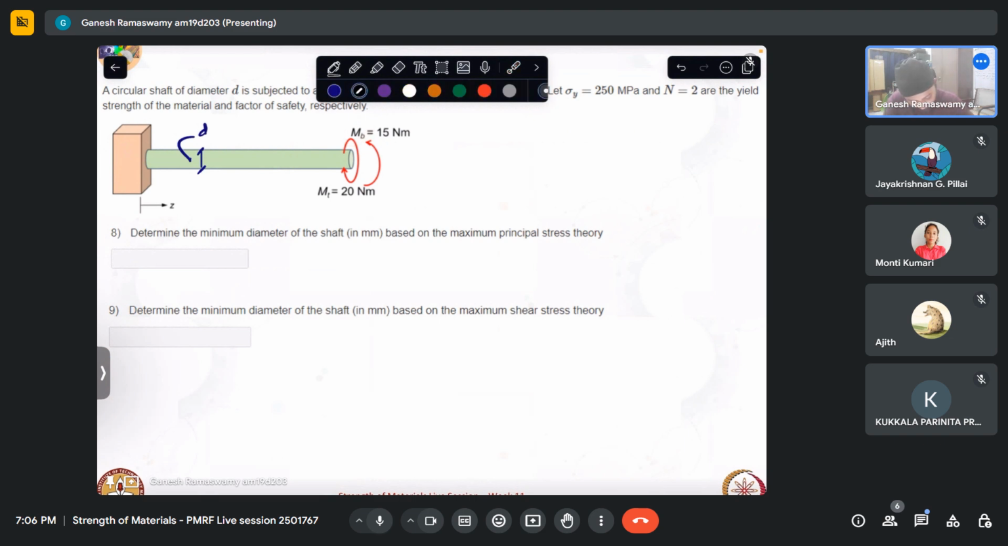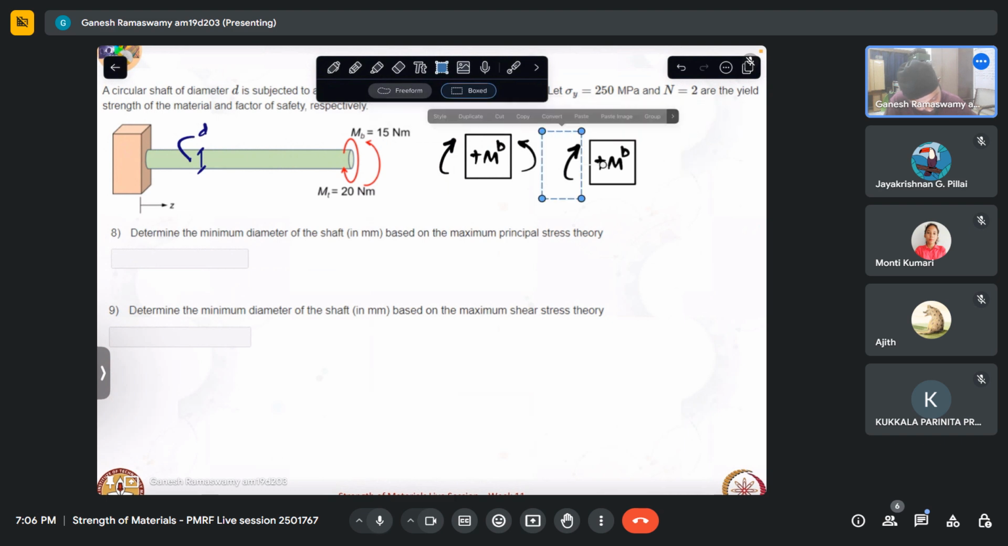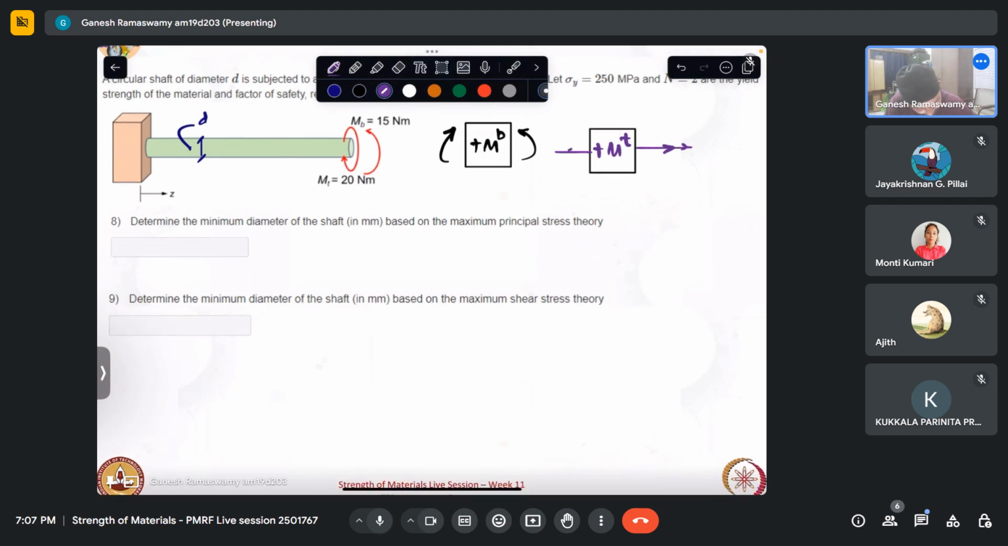So let us take our sign convention like this. For the positive bending moment, let this be the sign convention that we adopt. And for my twisting moment, I may well have drawn this again. Okay, so for the positive twisting moment, let this be the sign convention that we adopt, with the understanding that this is the positive surface, this is the negative surface, however the coordinate is.